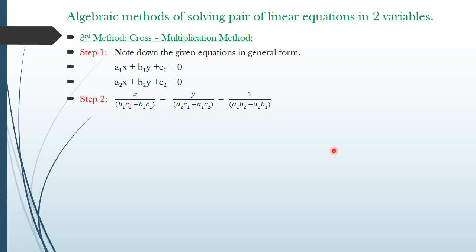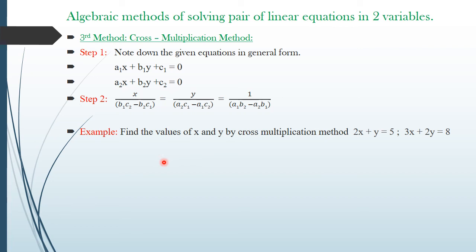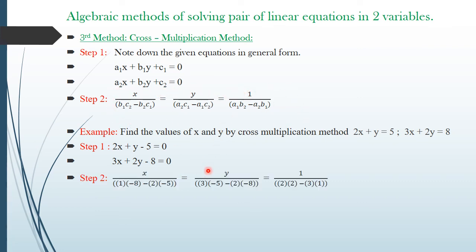Let us understand that with an example. Here I am considering an example: find the values of x and y by the cross multiplication method. The pair of given linear equations are 2x plus y is equal to 5 and 3x plus 2y is equal to 8. First I need to write these two equations in general form, that is 2x plus y minus 5 is equal to 0 and 3x plus 2y minus 8 is equal to 0. These are written in general form. Now we have to substitute all the values in this formula.